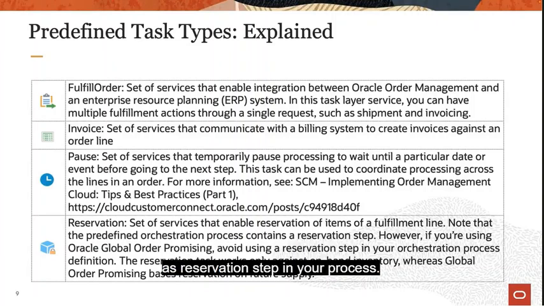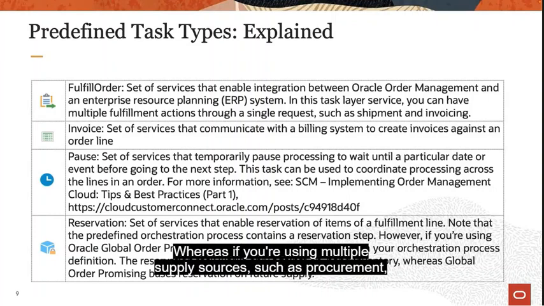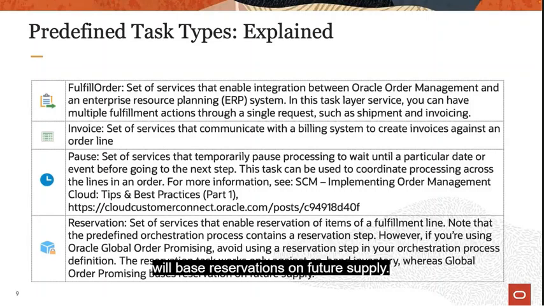And that's because it only works against on-hand inventory, whereas if you're using multiple supply sources, such as procurement, manufacturing, etc., then Global Order Promising will base reservations on future supply.